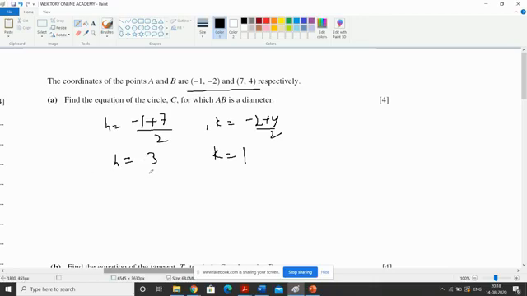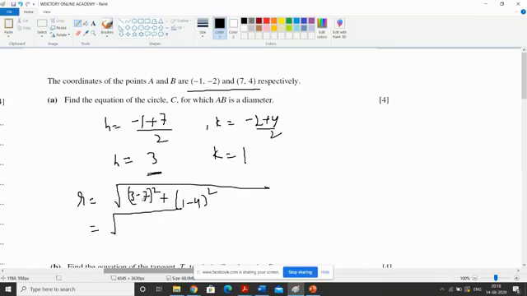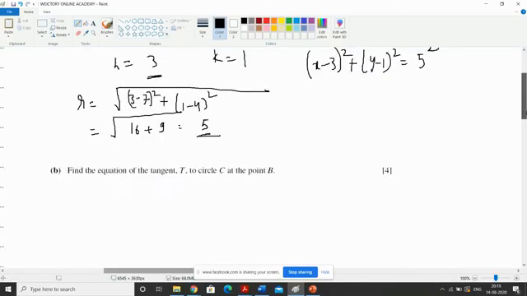And use the distance formula to find the radius. So (3 - 7) whole squared plus (1 - 4) whole squared. That will give you -4 squared is 16 and -3 squared is 9. That will give you r as 5. So the equation of the circle is (x - 3) whole squared plus (y - 1) whole squared is equal to 5 squared. 5 squared is 25.